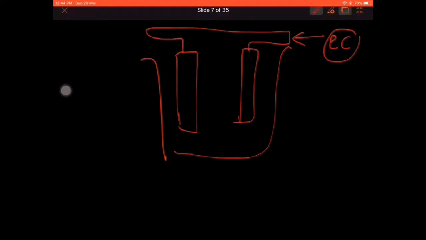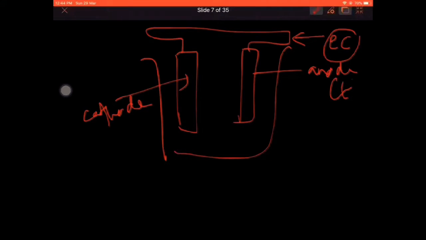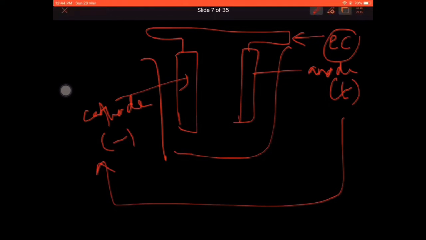Let's say we have the anode here, and then we also have the cathode here. What happens is that the migration of the ions follows the electrical current direction. Let's say this one is positive and this one is negative, then the current will move from the anode to the cathode, isn't it? So the ions also move to the respective electrodes.